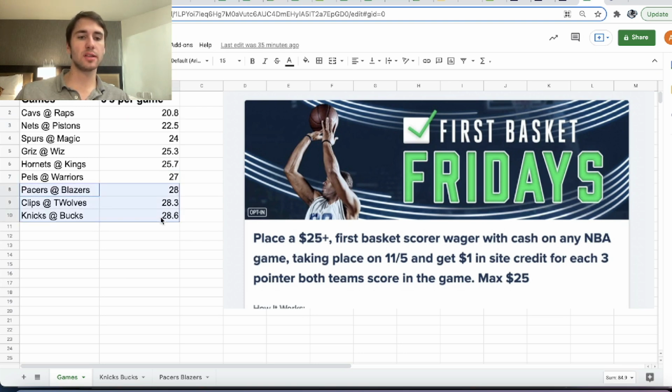So I zoned in on 2 of these games, the Knicks-Bucks game and the Pacers-Blazers game. And we can go through the math of this promo. It should be clear, it's very profitable. If there weren't the caveat of a maximum bonus of $25, you'd be betting $25 on a first basket score and expecting $28.60 in a bonus from FanDuel just from the average number of threes scored in the game, right? So this promotion is really profitable. It's definitely something you want to bet.